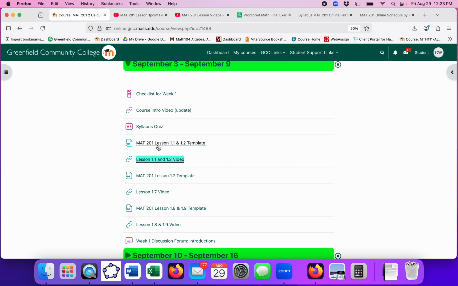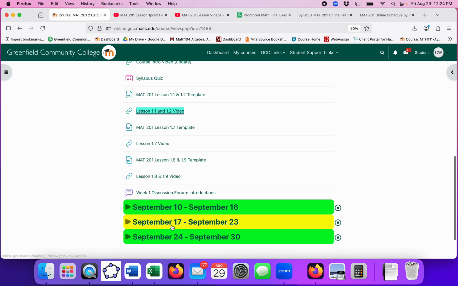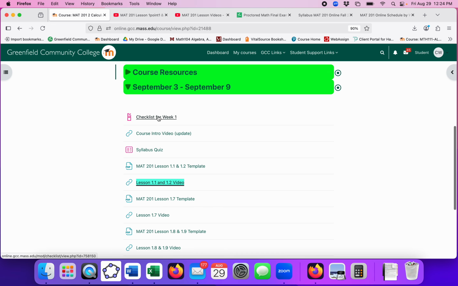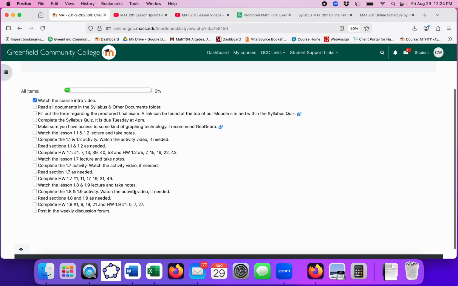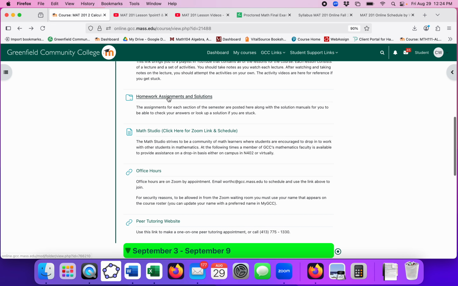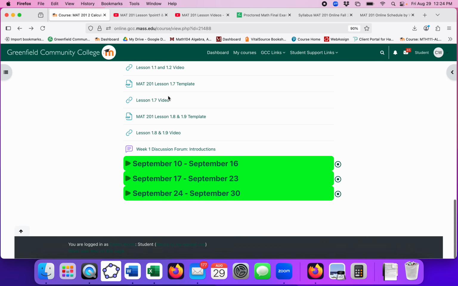And then there's a template and a video for each lesson of the week. So we've got 1-1 and 1-2, 1-7, 1-8, and 1-9. Once you've worked through all three of those lessons, post in the discussion forum. And then there's also the homework, which is listed in the checklist. So you can see complete the homework, 1.7, some problems, right? The homework is listed in the checklist, and it is also up in the course resources under the homework assignments and solutions. Okay, so that's week 1.